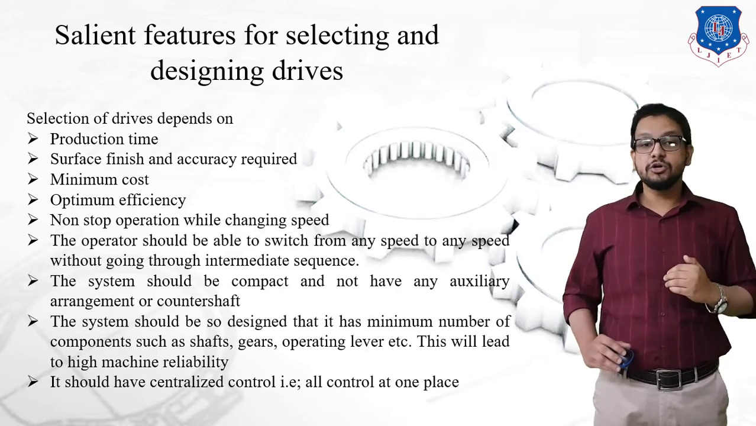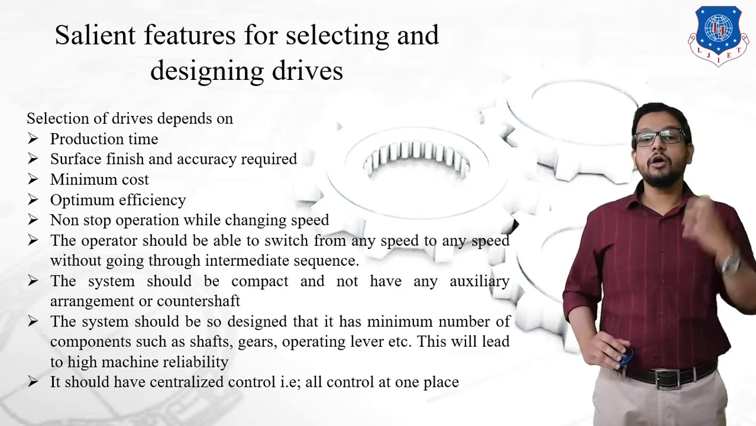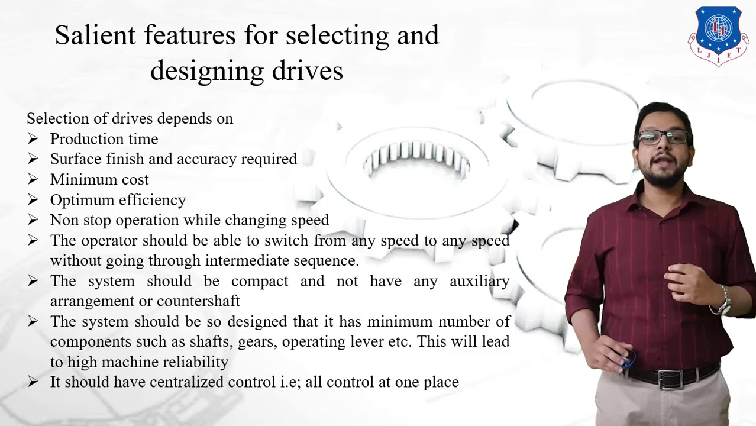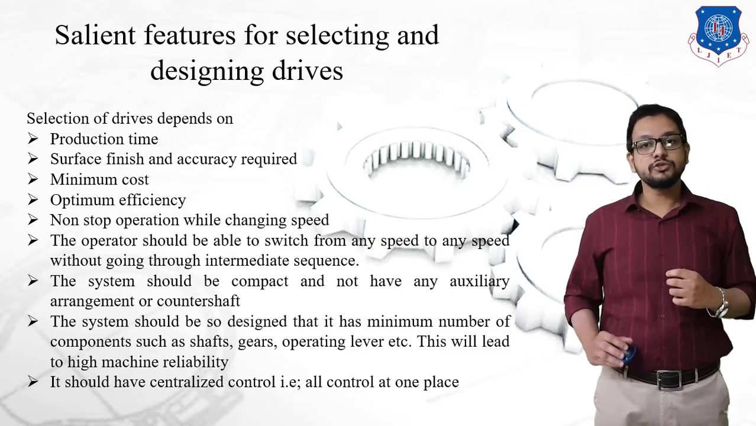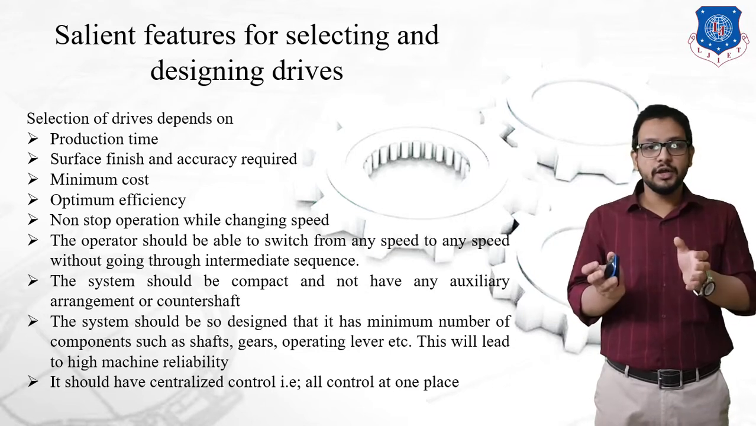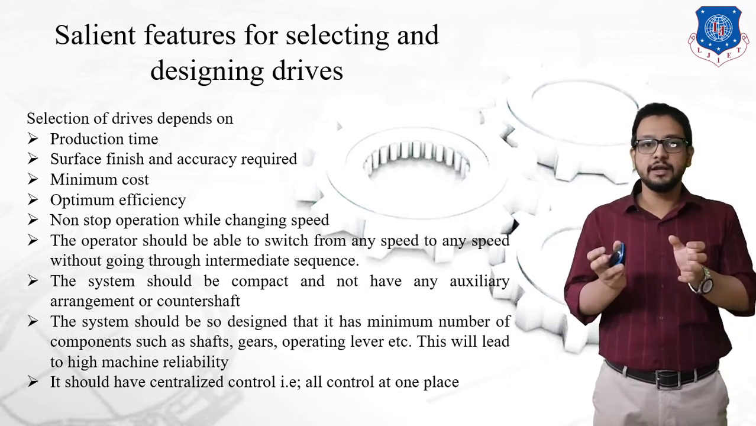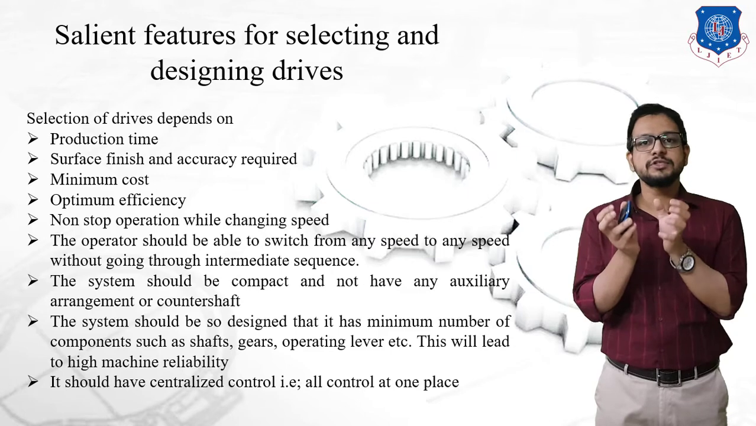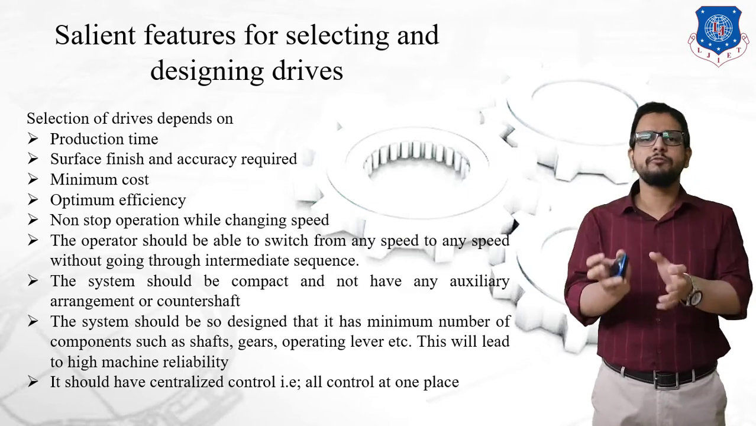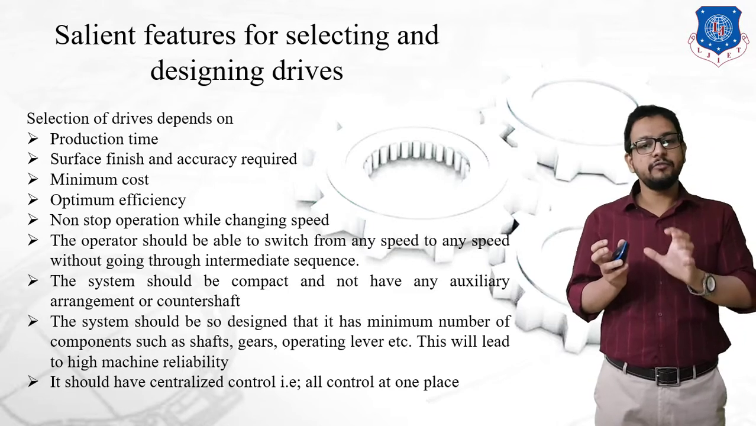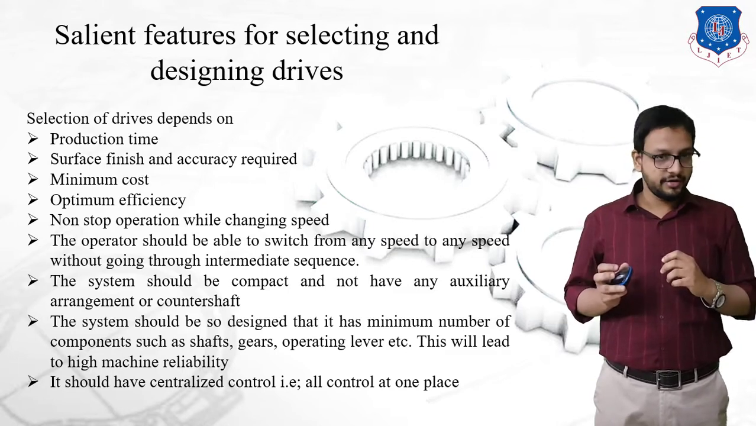Next point, as you can see on your screen, the system should be compact and not have any auxiliary arrangement or counter shaft, which means the system should take minimum space. Okay, compactness is the most important criteria, that is, the construction should be such that it has a minimum number of gears and a minimum number of pulleys. Okay, in that way we need to design our drive.